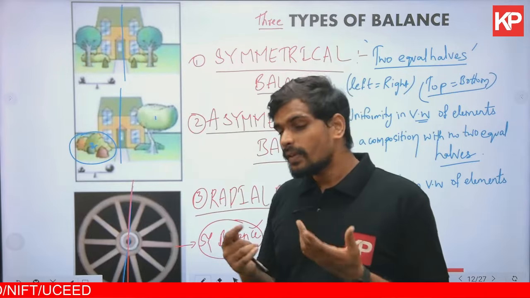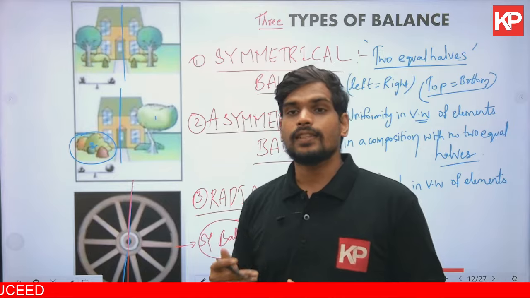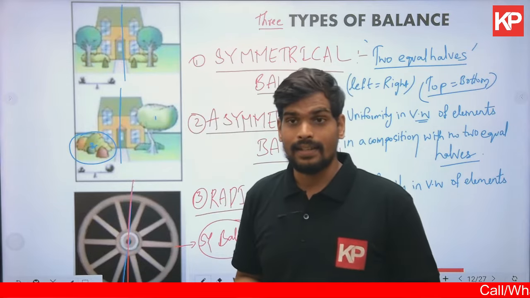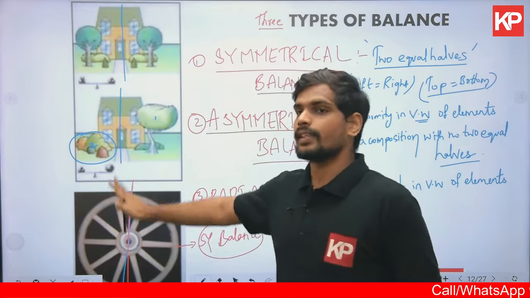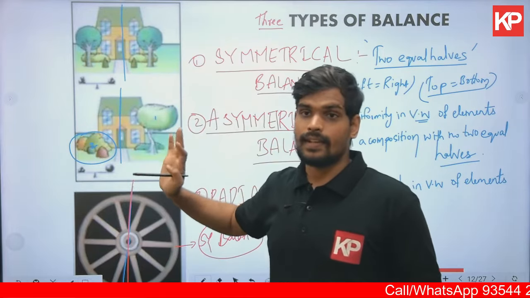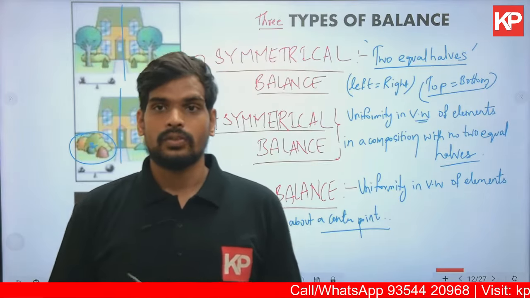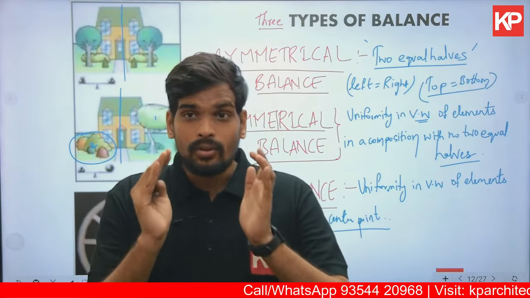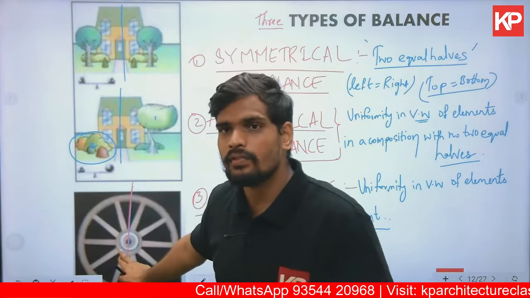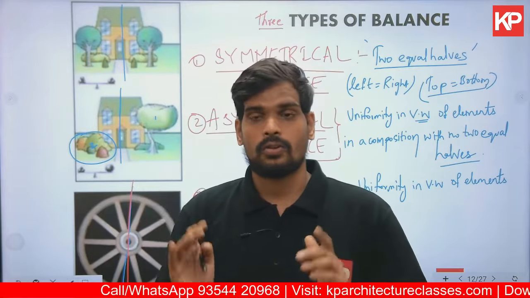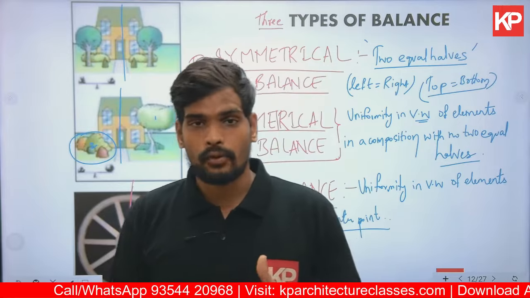Generally most of the radial balances are also symmetrical balance, but you cannot call all the symmetrical balances radial balances. This is radial and symmetrical, that is only symmetrical, it's not radial. So try to have that distinction, try to understand that meaning. If something follows the rule of left is equal to right, 2 equal halves, it is symmetrical balance for sure. So that is how you need to understand types of balance.